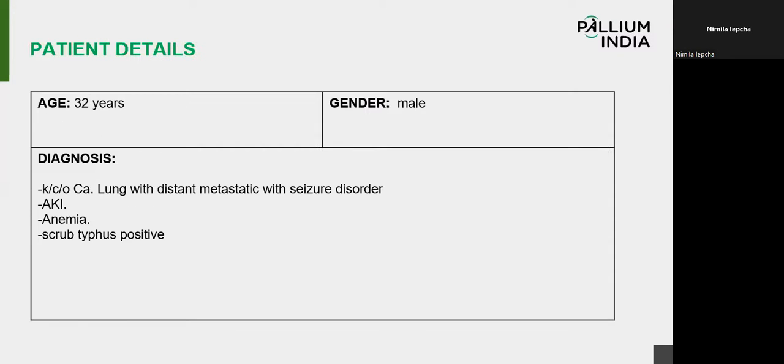The patient is a 32-year-old male. He is a police officer. He is married but does not have a child. Coming to the diagnosis, known case of lung cancer with distant metastasis, with seizure disorder, acute kidney injury, anemia, and scrub typhus positive.